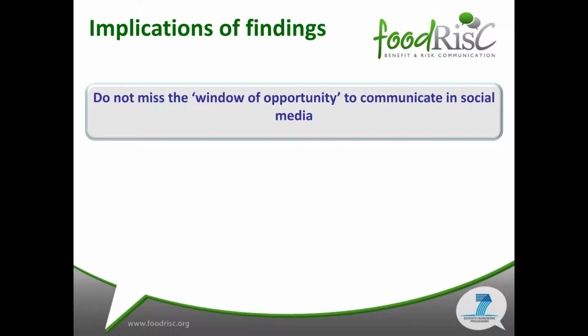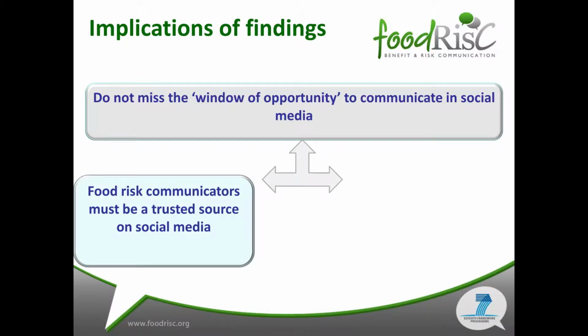So what are the implications of this in terms of risk communication? Well, the main implication, of course, is for risk communicators not to miss the window of opportunity to communicate in social media. However, there are 2 main points to note in relation to this. Firstly, to be an effective communicator during times of crisis, communicators must be a trusted source on social media. And to be a trusted source, of course, you need to have a very strong social media presence, and you need to develop a good connectivity or bond with your audience during peace times.